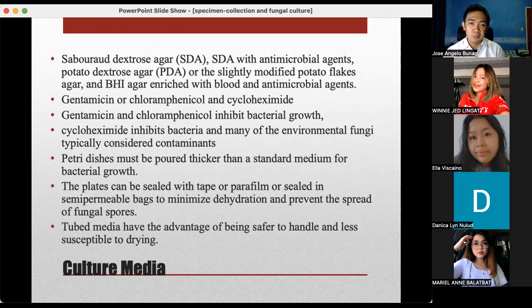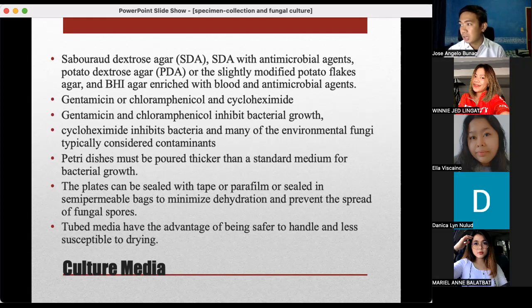So we have your Sabouraud dextrose agar. This is considered to be a general purpose isolation medium with a pH of 5.6 that inhibits bacterial growth. This is most commonly, yung SDA po natin, ginagamit siya madalas sa hospital for the initial isolation of your pathogens and saprobes. And we also have your potato flake agar. Yung potato flake agar naman, ginagamit po siya to encourage growth of your reproductive structures.